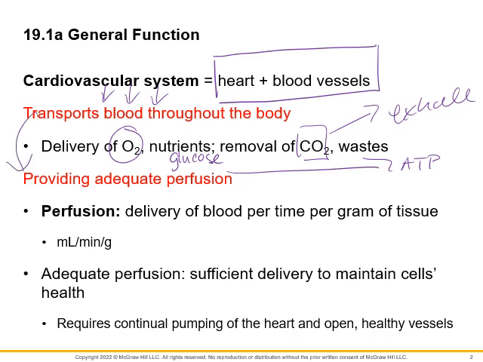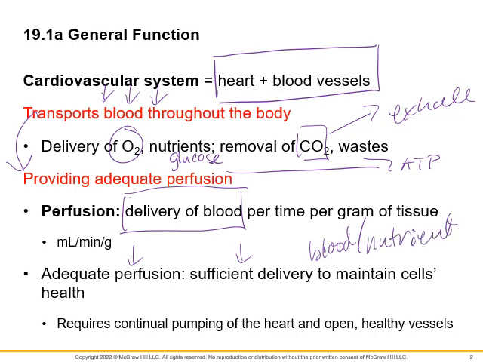And in conjunction with transporting that blood, you have to provide adequate perfusion. So that's basically delivery of blood, right? You have to make sure blood is getting all the way from your heart to your fingertips, your fingers and toes. So adequate perfusion, sufficient delivery of blood with those nutrients in order to maintain a cell's health.